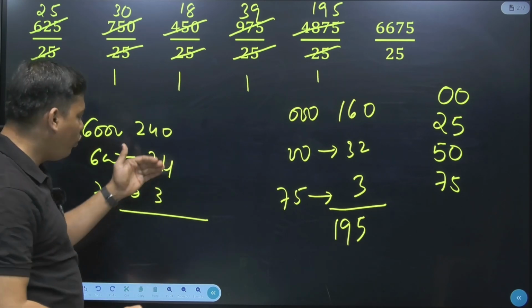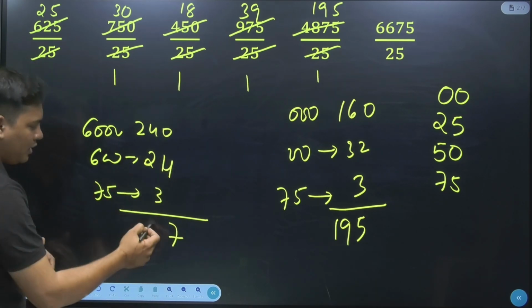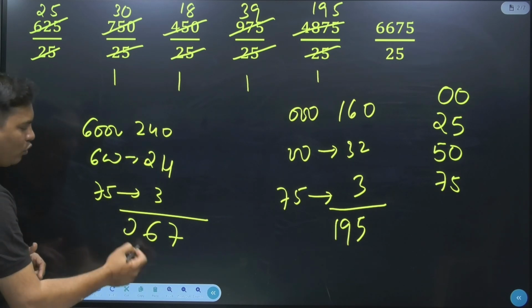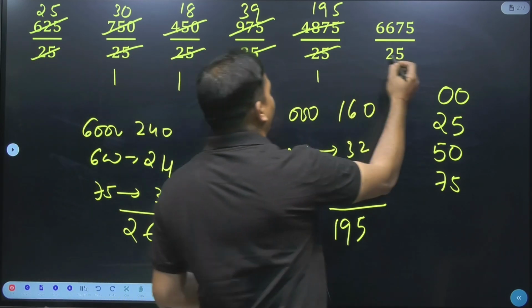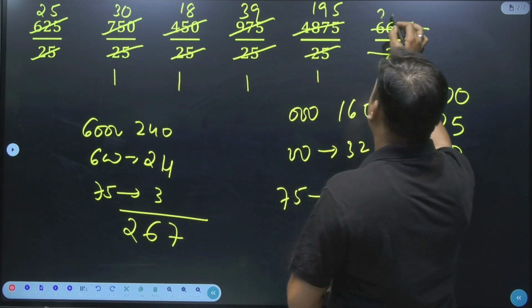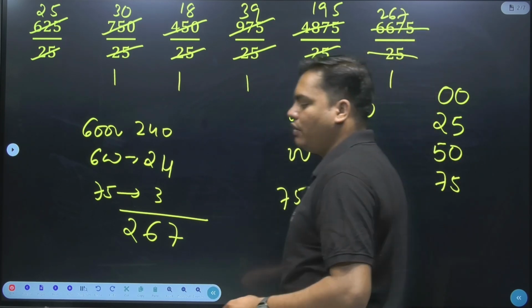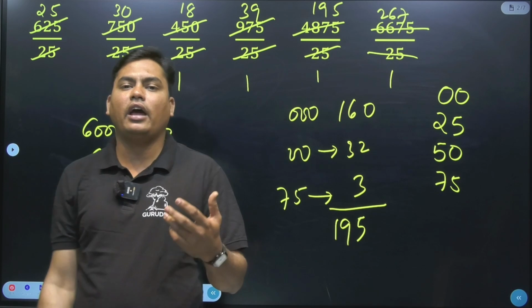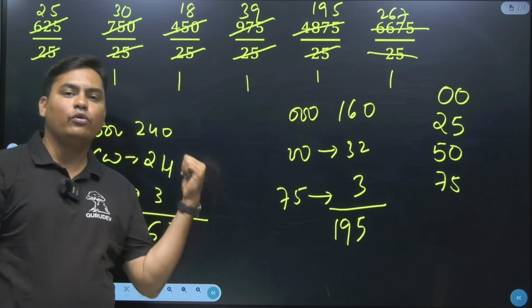Add it. 4 plus 3 will be 7. 4 plus 2 will be 6 and this will be 2. My answer will be 267 25s. I think everyone got the concept here. Whenever you are dividing by 25, use the logic here.